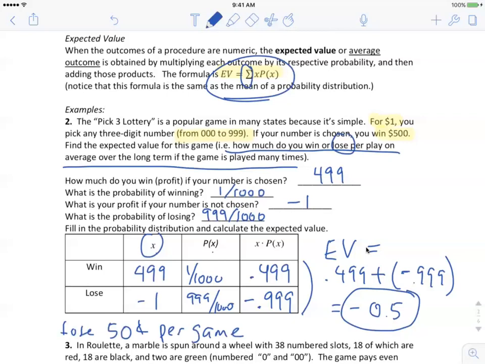Okay. So this is a losing game for anybody that decides to play in the long run. It's a winning game for those who are putting it on. So if anybody is putting on this lottery, they're winning lots of money. They're winning 50 cents per player per time they play.